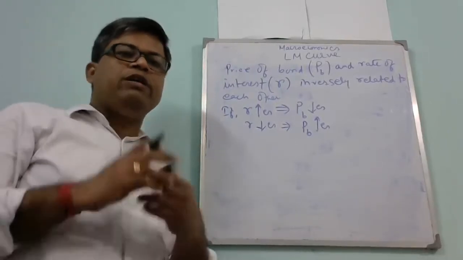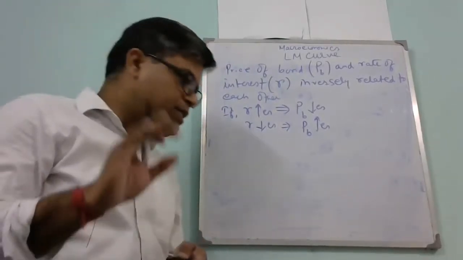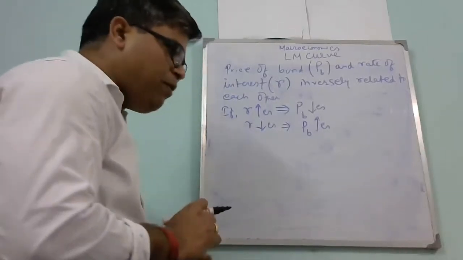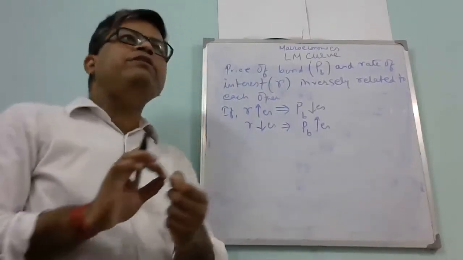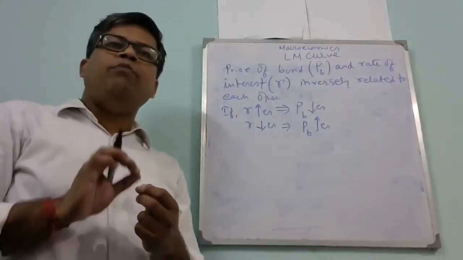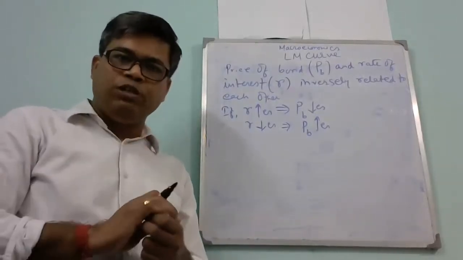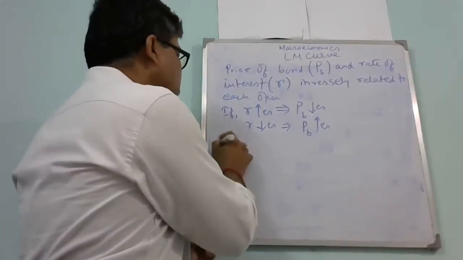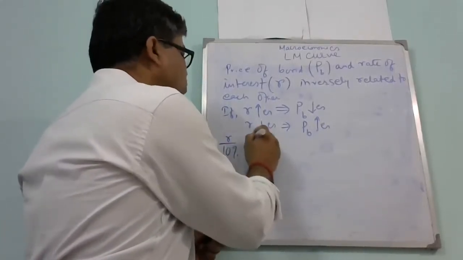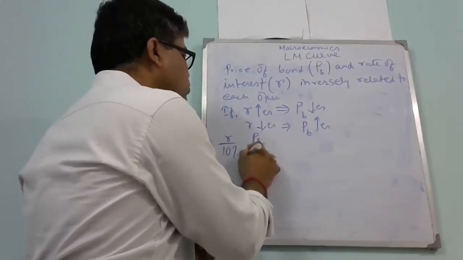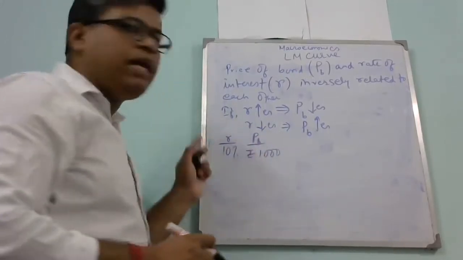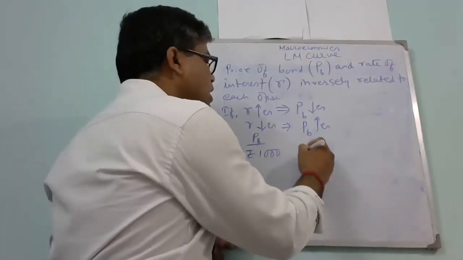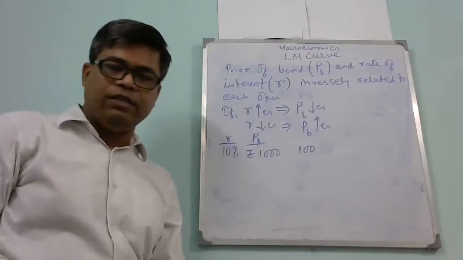Now you may wonder why there is an inverse relation. I'll give you a small example for your understanding. Let's say a person bought a bond when the price of the bond was 1000 rupees and the rate of interest was 10%. So how much return will he get out of it? His return would be 10% of 1000, which is 100 rupees. This will be his return.